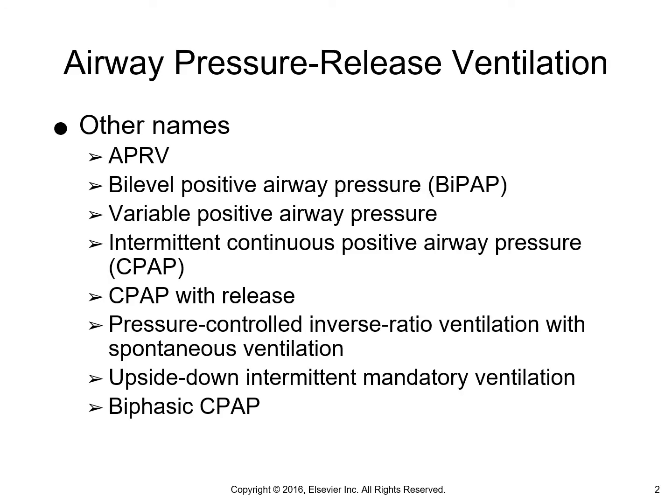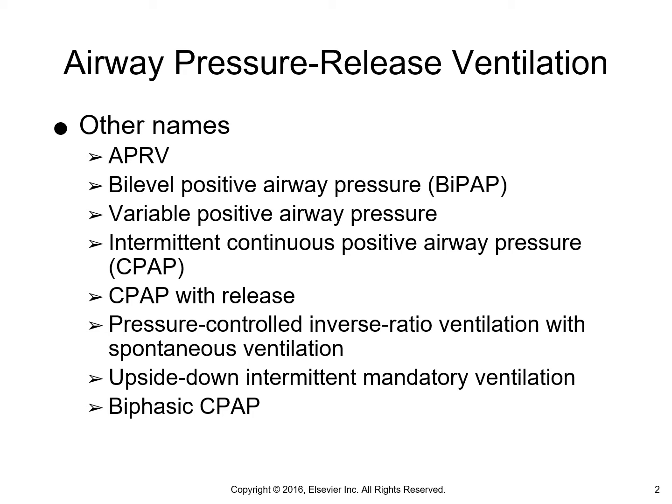Okay, so APRV. Other names, it could be referred to as bi-level, meaning bi-level positive airway pressure, kind of as a BiPAP, because it's basically two levels of CPAP. It can just be called different things. On the screen here, CPAP with release, intermittent continuous positive airway pressure. It depends on what type of ventilator that you're using. In Europe, it is called BiPAP, or bi-level airway pressure.